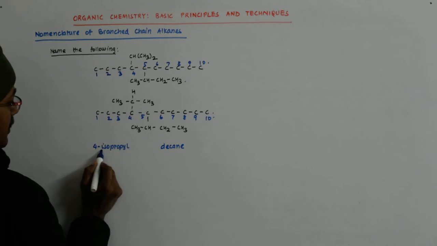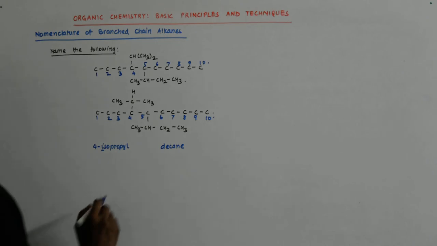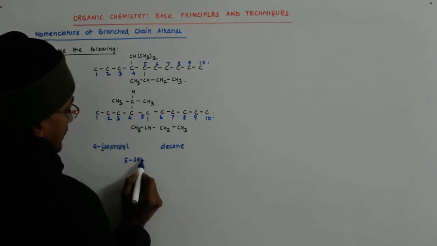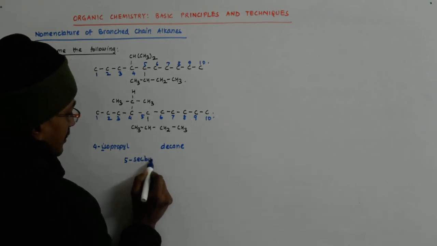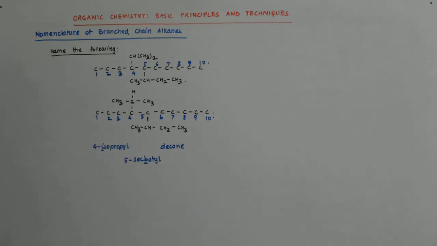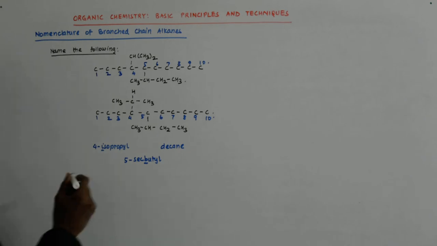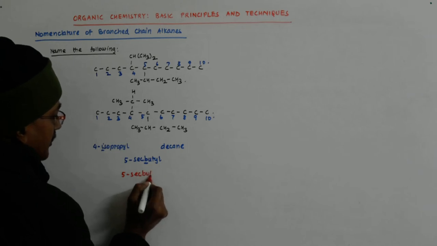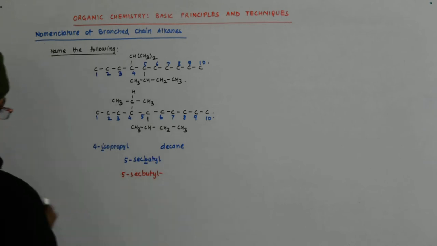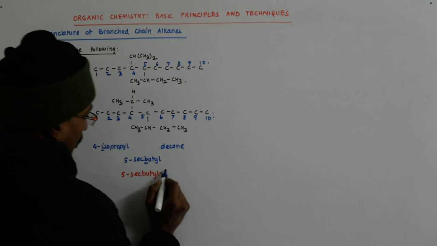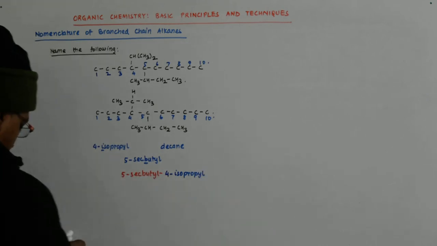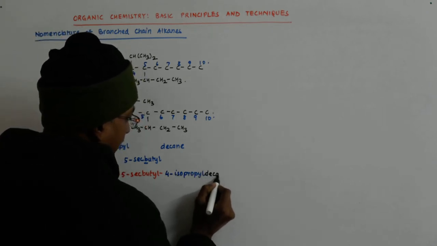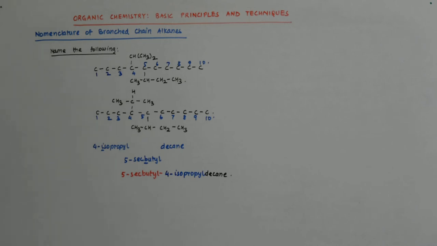So isopropyl, and I will be considered for alphabetical writing. And at 5 I have sec butyl. No, this is a sec butyl, is it not? Sec butyl, here this will be considered. So B comes before I, and I then integrate them together. So it will be 5 sec butyl, then 4 isopropyl, and then decane. Okay, 4 isopropyl, 5 1 methyl propyl decane. Yes.